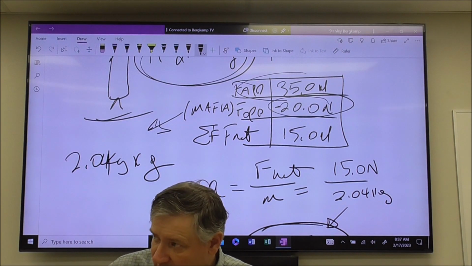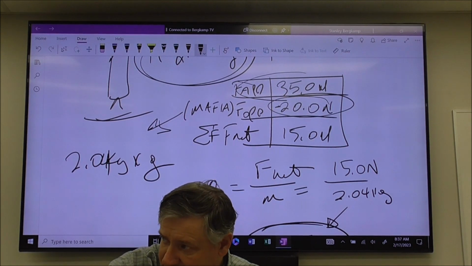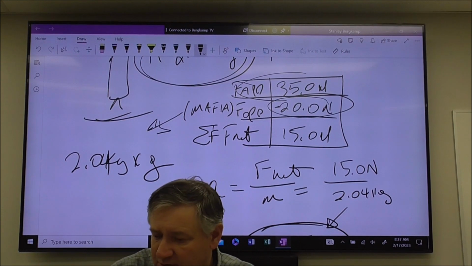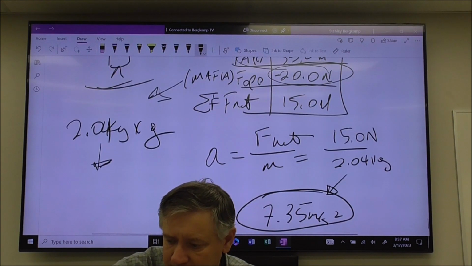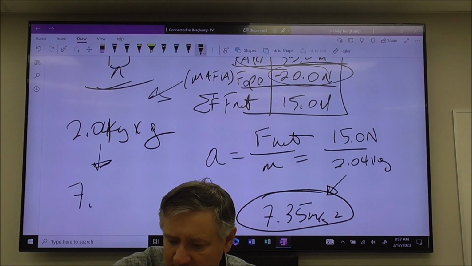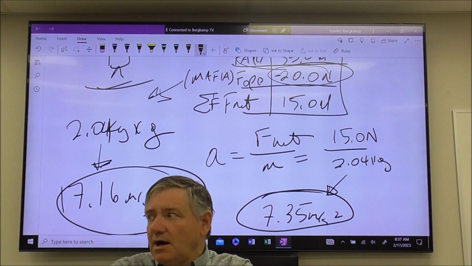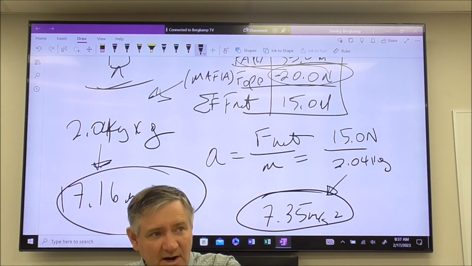So if there is no gravity, now, Peyton, do us a favor. Take 35 newtons, because that's going to become my net force. Take 35 newtons and divide that by 2.04. What do you get? 17.16 meters per second squared. So what's happened to my acceleration? It's gone up, because now I don't have to pay the gravity mafia.